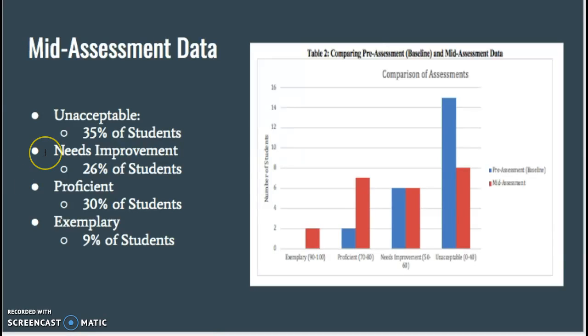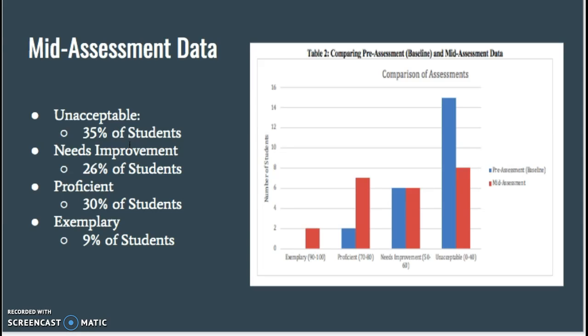So you'll see here my mid-assessment data. I employed strategies such as doing a mini lesson and providing checklists that they could use to self-reflect. I gave examples of a good thesis statement and a bad thesis statement. I provided lecture slides online as well for them to refer back to as needed. And so we'll see growth here for sure.